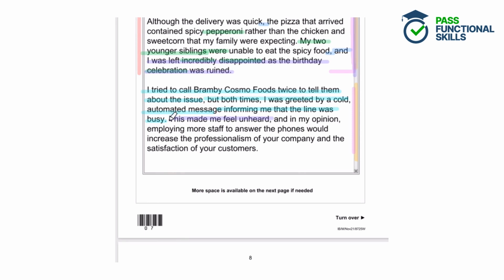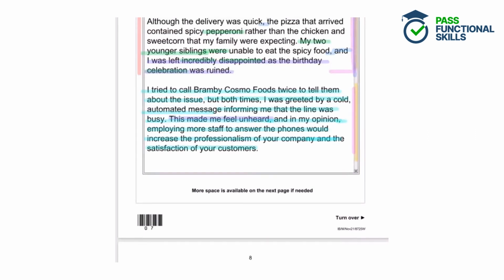And then again in the next sentence, this made me feel unheard, and in my opinion, employing more staff to answer the phones would increase the professionalism of your company and the satisfaction of your customers. So can you see how in this sentence we've used commas and we've used a connective word and to make the sentence longer and to connect ideas together.